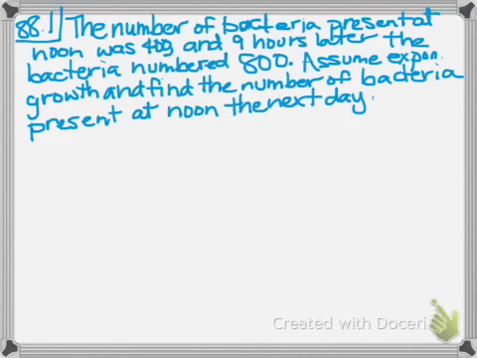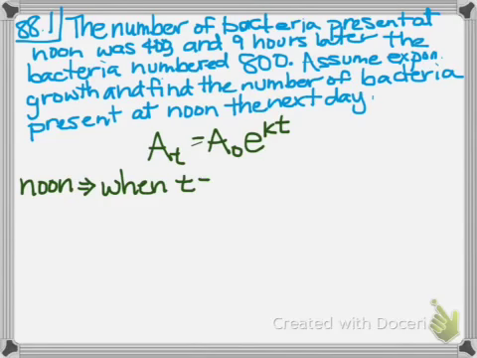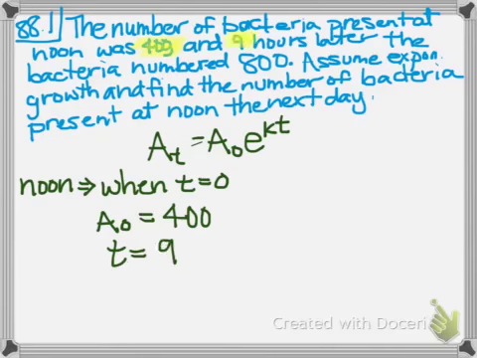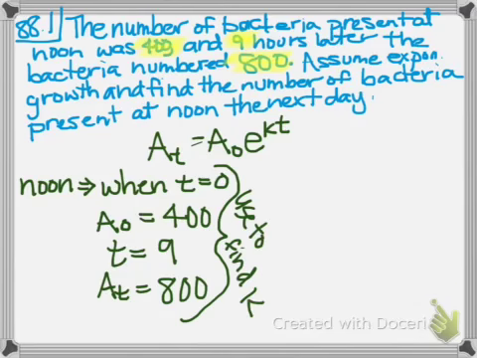The number of bacteria present at noon was 400, and 9 hours later the bacteria numbered 800. Assume exponential growth and find the number of bacteria present at noon the next day. So we'll start with our equation. We know noon is the time that we started, so that's going to be t equals 0. So a sub 0 is going to be equal to 400. T is 9 because it's 9 hours later, and the amount after 9 hours was 800. We'll use this information to find k.